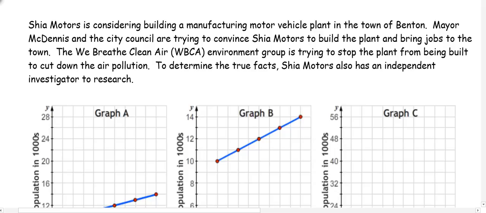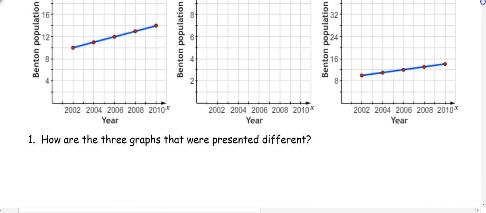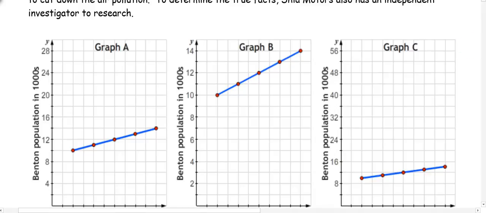So Shauna Motors is considering building a manufacturing motor vehicle plant in the town of Benton. Mayor McDennis and the city council are trying to convince Shea Motors to build the plant and bring jobs to the town. We Breathe the Clean Air Environment Group is trying to stop the plant from being built to cut down on air pollution. To determine the true facts, Shauna Motors also has an independent investigator to research. So we have our graph A, B, and C.